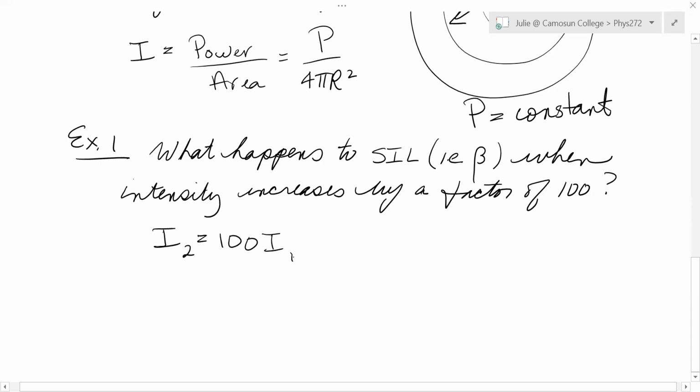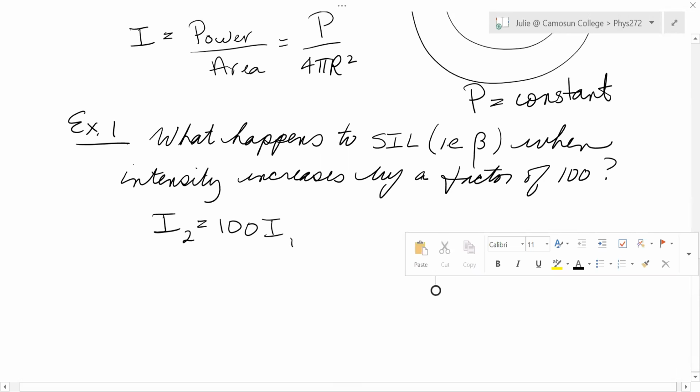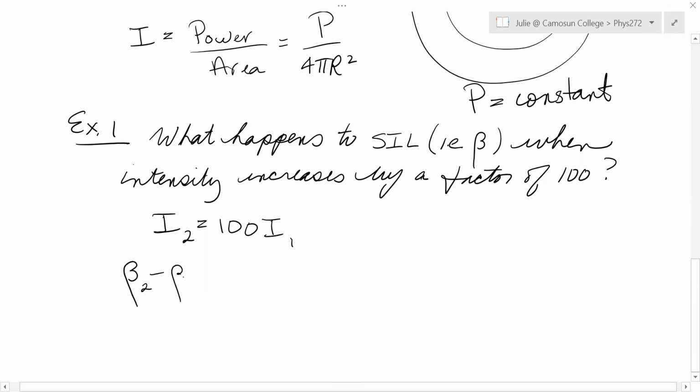So clearly you've gotten closer. You've actually gotten 10 times closer, but that's okay. You're given that I2 is 100 I1. The question is, what is the relationship between beta 1 and beta 2? Now, what we do here is we subtract, and we'll see why we do that. So just put in the numbers. It's 10 log I2 over I0, that's the definition of beta 2, minus 10 log I1 over I0, that's the definition of beta 1.